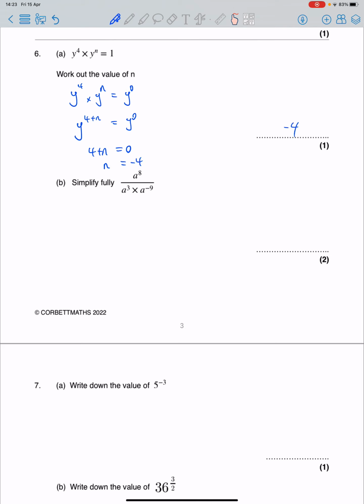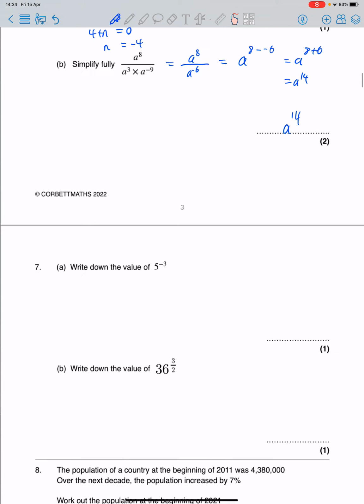Next question. We're going to simplify this. So we've got a to the power of 8, and we're dividing that by a to the power of 3 times a to the power of minus 9. Again, using that index law, we do 3 plus minus 9, which is minus 6, so a to the power of minus 6. And here we're dividing, so we subtract powers, so it becomes a to the power of 8 minus minus 6, which is equal to a to the power of 8 plus 6, which is equal to a to the power of 14. So that's that question done there.